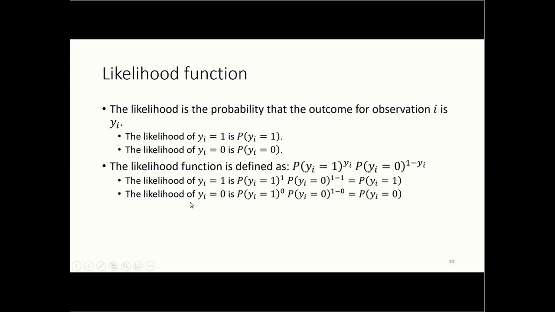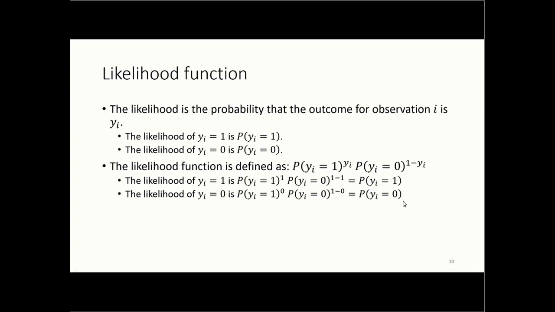By the same logic, what is the likelihood that y would be equal to 0? Well, we would replace here y equals 0 and here y equals 0. So here we have the probability of y equals 1 to the power of 0 times the probability of y equals 0 to the power of 1 minus 0. And so this expression, because it's to the power of 0, would be a 1. And here we would basically have the probability of y equals 0.